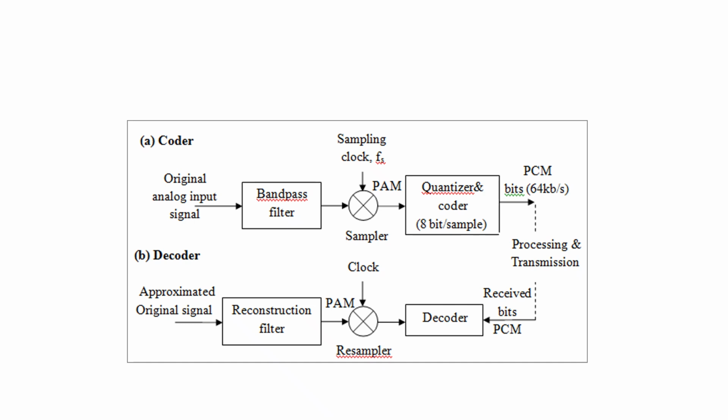At the output, the reconstruction filter reconstructs the signal and produces the original waveform, and the signal is sampled and further decoded. After the decoding operation, the original signals are collected. Finally, the original approximated signal is received at the receiving end. Thus the signal is encoded, transmitted, and then received.